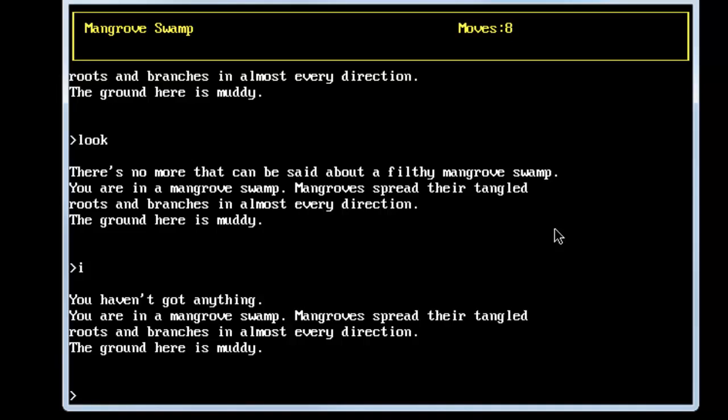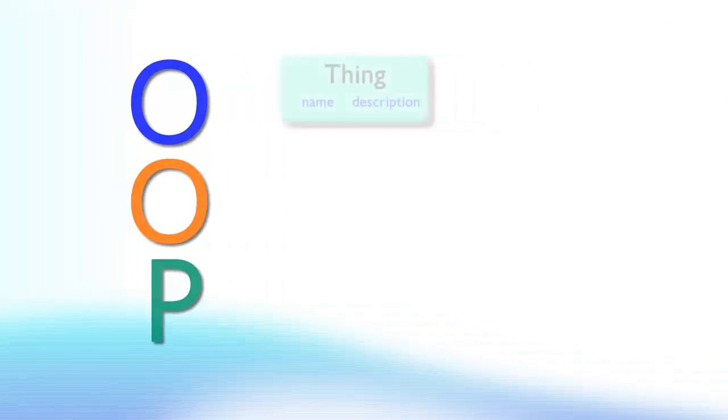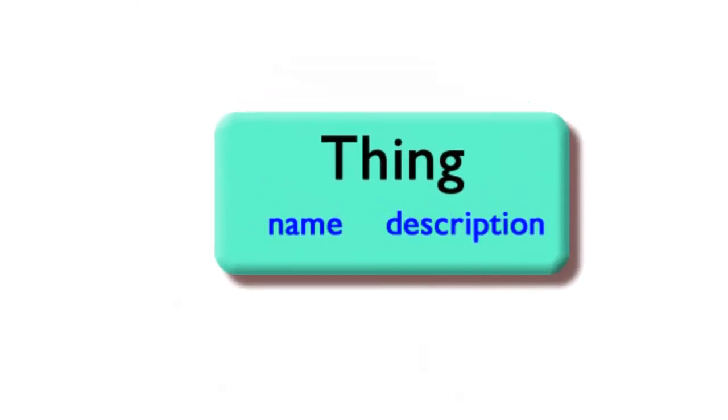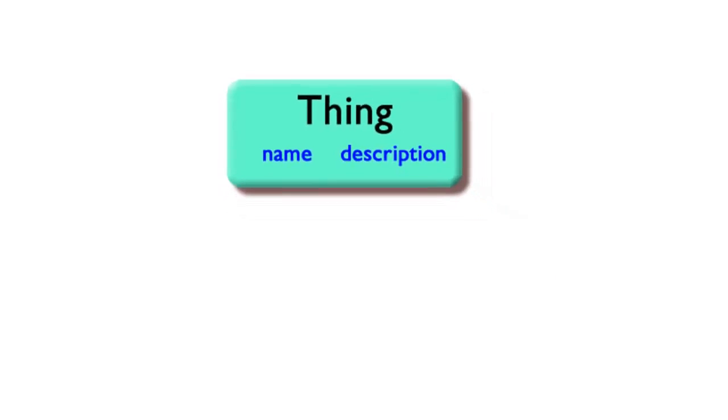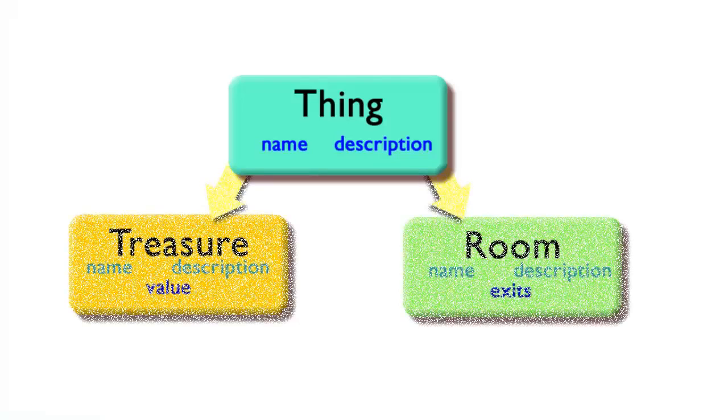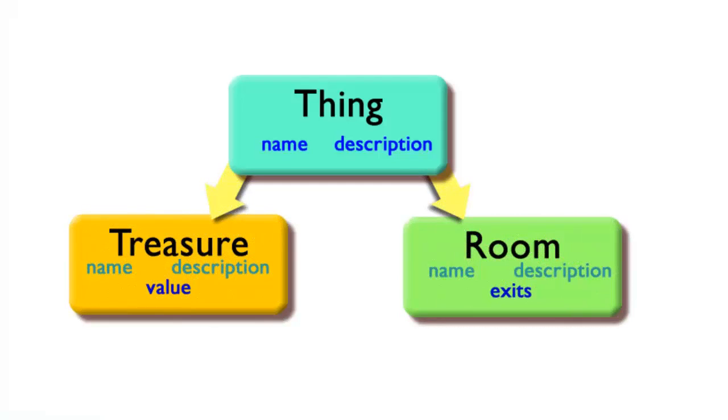So let's consider how you'd go about designing an adventure game using object orientation. I've decided that everything in my game, that's all the treasures, rooms and other objects, will have a name and a description. So I start out by defining a basic thing class, with variables and methods required to handle the name and the description. And I can create from this thing class any number of individual thing objects, each of which has its own name and description. So now I decide I need a separate treasure class and also a room class, and these will be the blueprints from which individual treasure and room objects can be created.